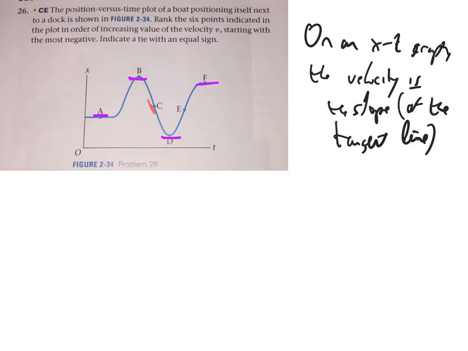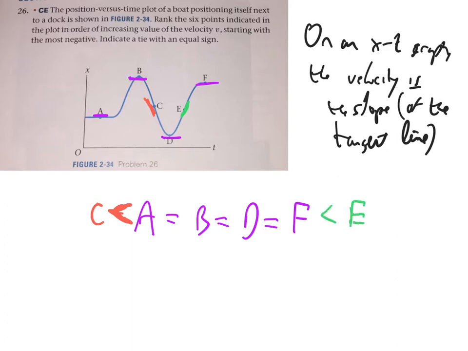But at C, the line is decreasing. And at E, the line is increasing. So the first thing we'll see is that A, B, D, and F are all going to be the same. So we're going to say something like A equals B equals D equals F. On the other hand, a decreasing line has a negative slope, so C is less than A, etc. And an increasing line has a positive slope, so E is greater than all the others. So we should get C is less than any of A, B, D, and F, which is less than E.